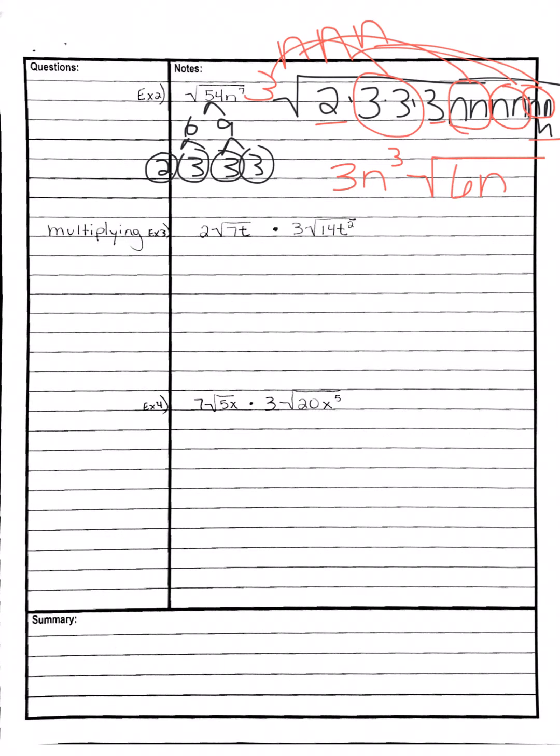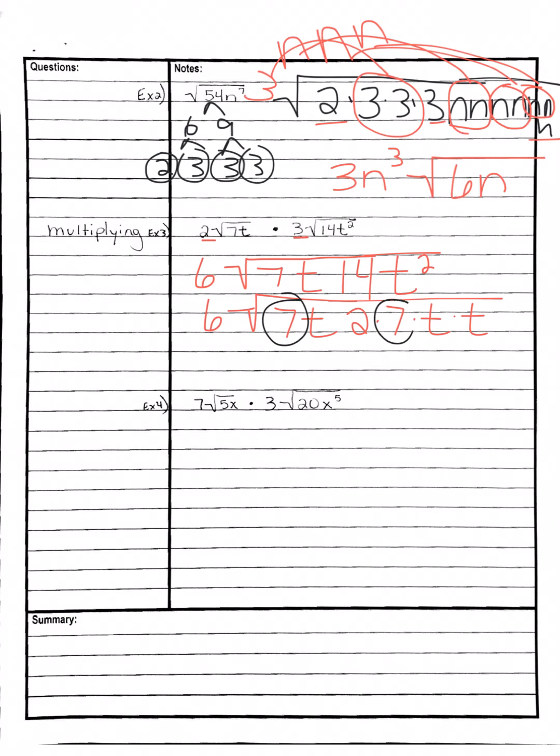Let's go ahead and look at the front. I'm going to start with my 2 times my 3, and I'm going to get a 6. And then inside the radical symbol, I have 7 times t times 14 times t squared. It all can be multiplied together. If I write it in prime factorization form, we would have 7t, 2 times 7 times t times t. So that is writing it in prime factorization form.